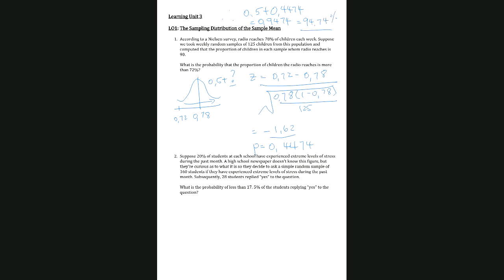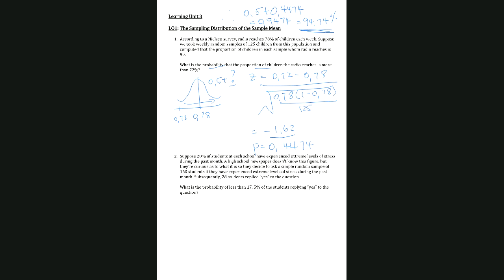94.74%. And you would then say that, again, if you're interpreting that, the probability that the proportion of children that the radio reaches is more than 72% is 94.74%. So basically there's a 94.74% probability that the proportion of children that the radio reaches is more than 72% of kids. Okay, so that's question 1, and this was the 0.5 plus rule.